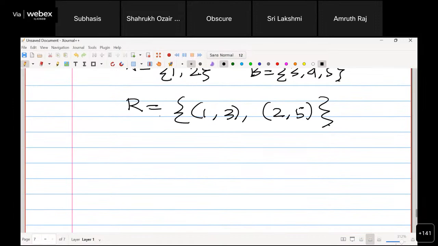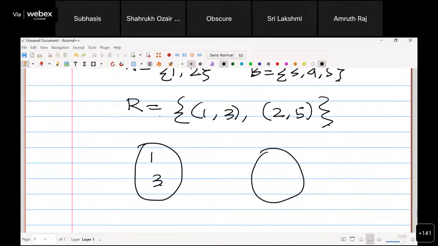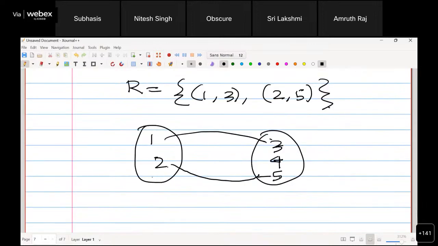So as you can see, whether this is a relation... sorry, this is a function. Yes, sir, it's a function. 1 is going to 3, right? And 2 is going to 5. So each element of the domain is associated with exactly one element in the codomain.